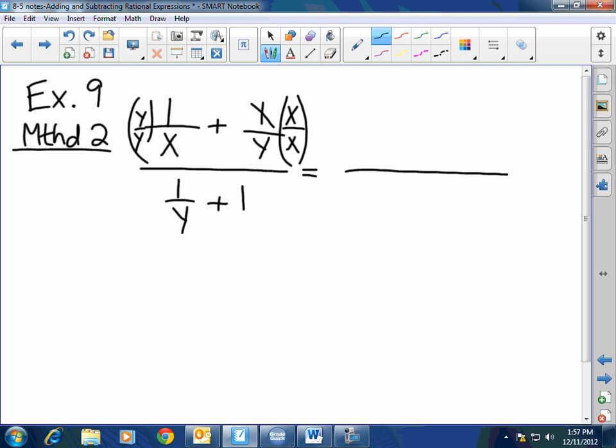This skill is just what we just finished learning: how to add complex fractions, or rational expressions. So I'm going to get y plus x over xy. Does that make sense so far? For the denominator, the common denominator is y, so this is going to be y over y, correct? So this is y plus 1 over y. Is everyone with me so far?